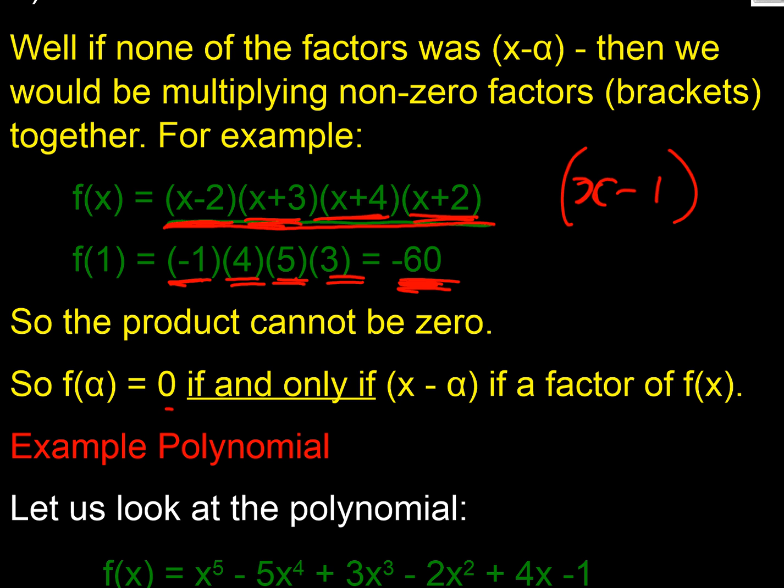So if f of alpha, any specific number, equals 0, that's only going to be true if and only if x minus alpha is a factor. It can't happen any other way, because otherwise we'd have a non-zero product, wouldn't we?